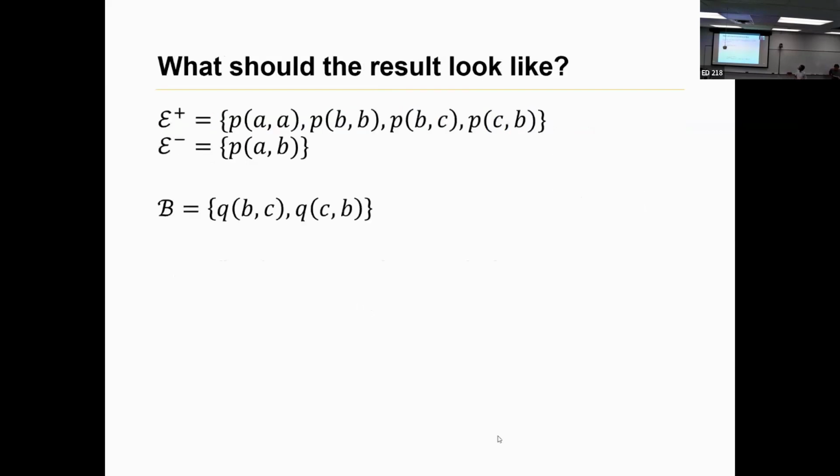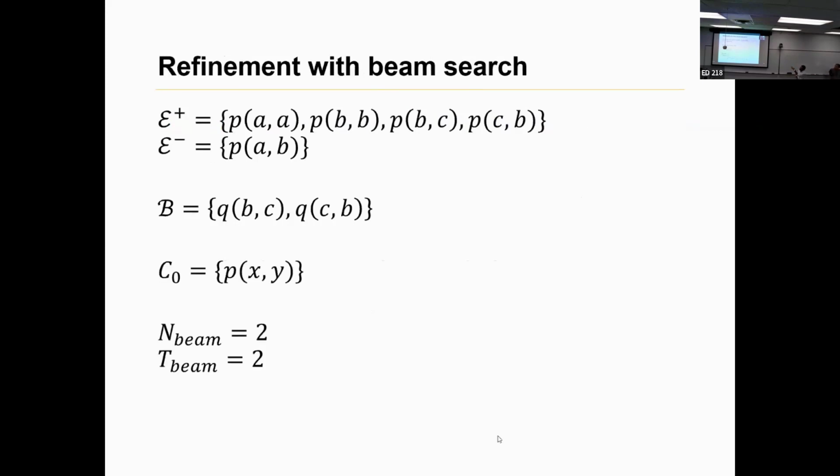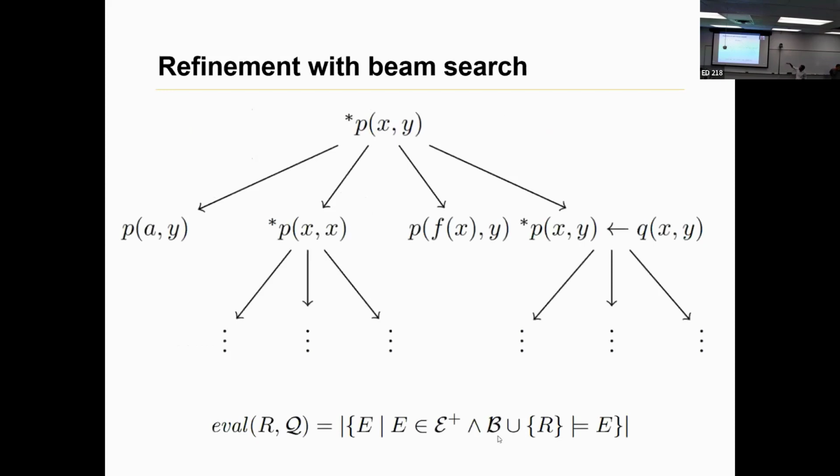So how do we do it? Remember this slide Jesse presented, we start with the same example. And then we start with this basic clause, which is p of x, y. These are two parameters. N beam says how wide in the beam search do we go, and E beam says how deep in the beam search do we go. And then we have beam search like this.